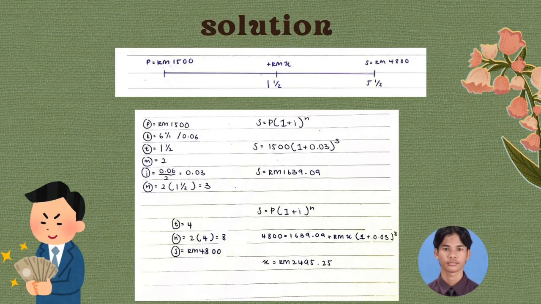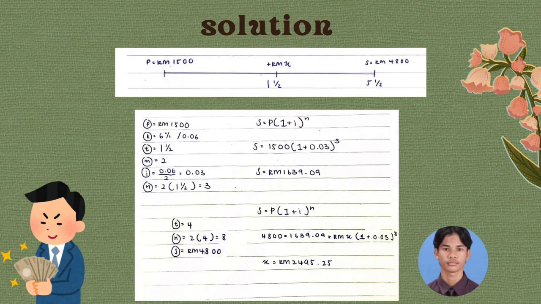In this question, we will use the compound interest formula, which is S equals P open bracket 1 plus i close bracket power n. After that, we will insert all the information given and we will get the answer for the first period, which is RM1639.09. To find the value of the second deposit, the new value P, we will just take the previous S, which is RM1639.09.